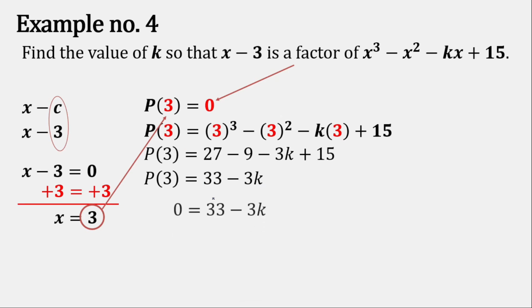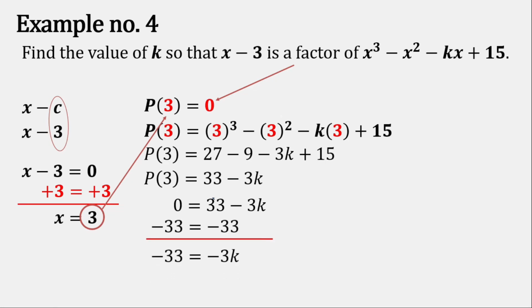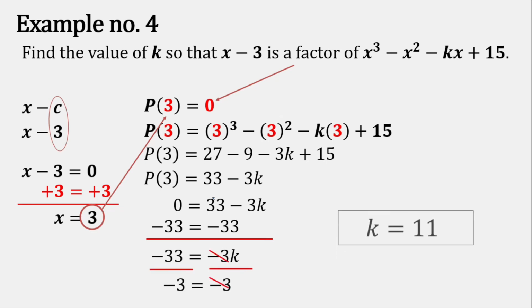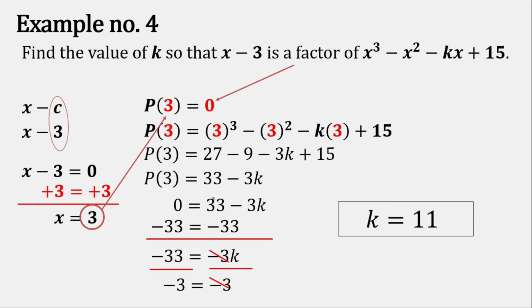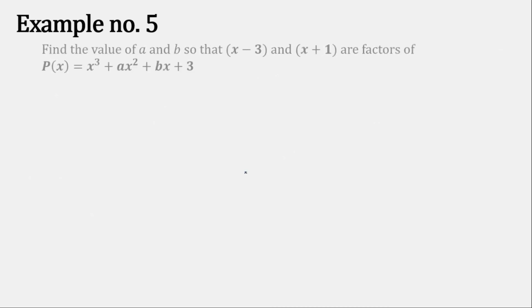So we have 0 is equal to 33 minus 3k. Let's subtract 33 on both sides. So now let's divide both sides by negative 3. Therefore, the value of k is equal to 11. So now let's go to our last example.